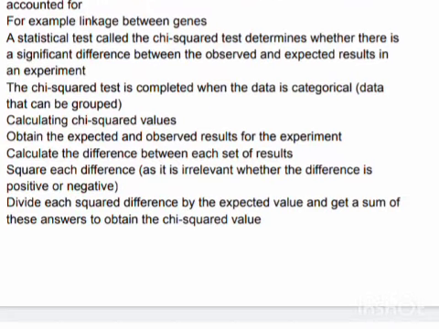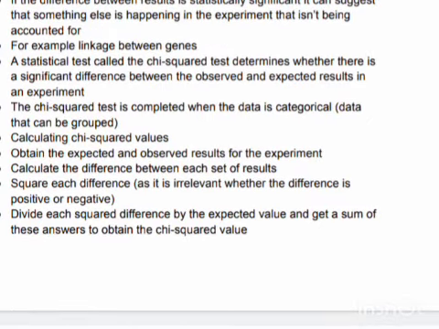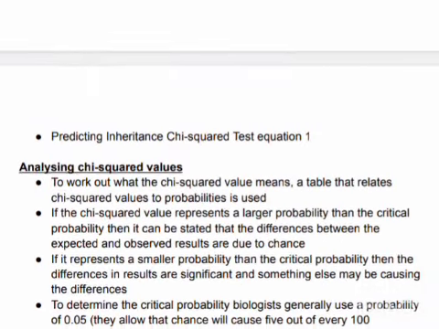We're going to calculate the difference, then square each difference, divide, and get a sum. So we obtained the expected and observed results for an experiment, calculated the difference between each set of results, and squared each difference. Then we divide each squared difference by the expected value and sum these answers to obtain the chi-squared value. That's the last step that we need to do.